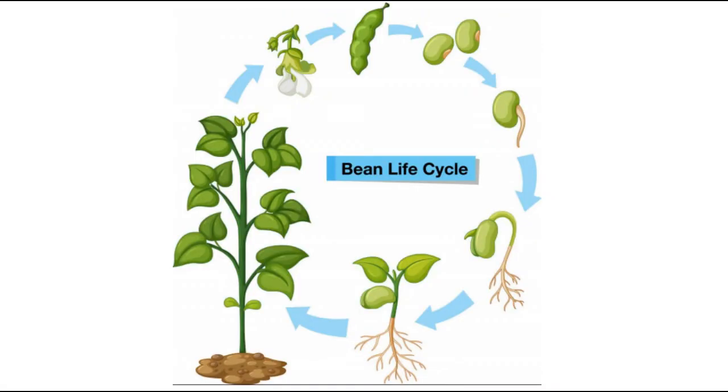Take a look at the bean life cycle. If you notice, this life cycle does not end, it is continual. From the adult plant, it'll flower and have a little bean pod. Within those bean pods are seeds, the bean seeds. With the right care, they'll start to sprout, they'll grow roots, grow their very own leaves, and then they'll become an adult bean plant, and then they'll flower, and then the cycle starts all over again. It's nonstop. That's pretty neat.